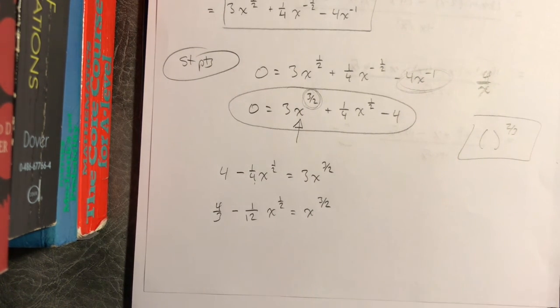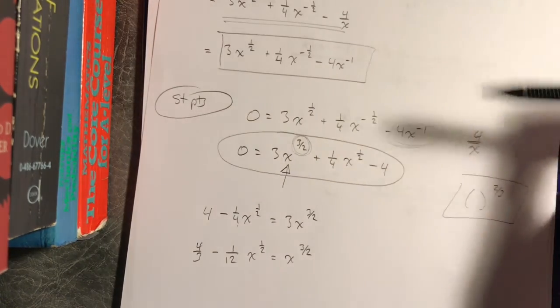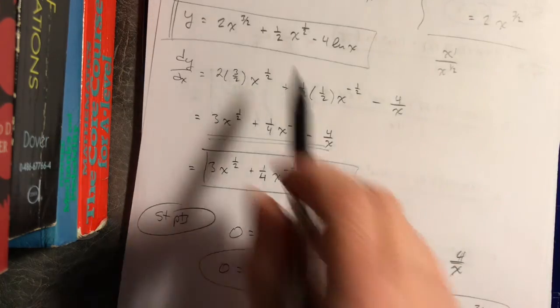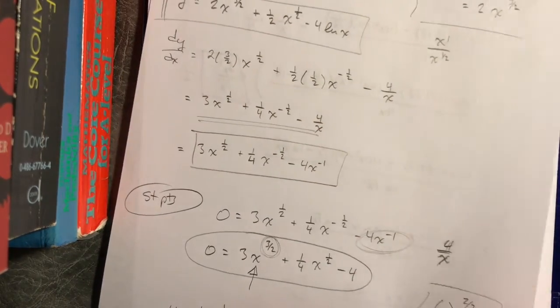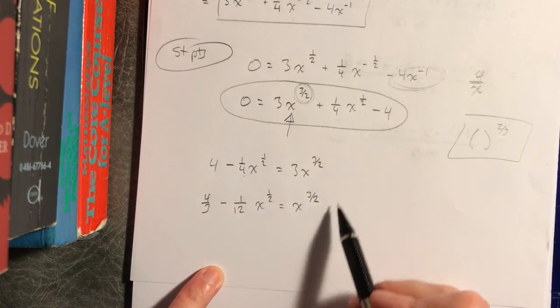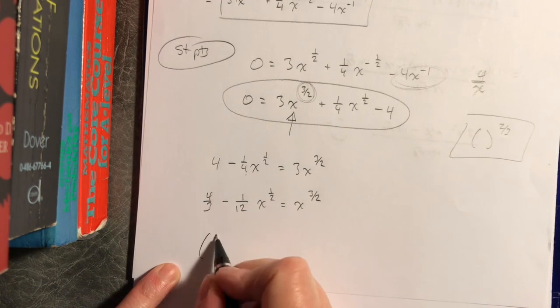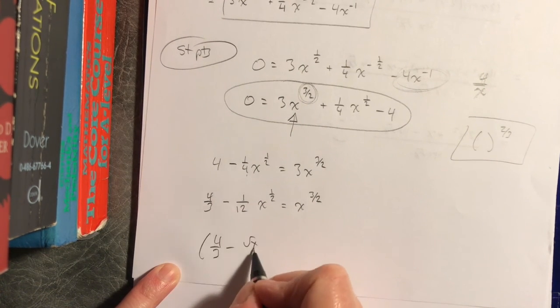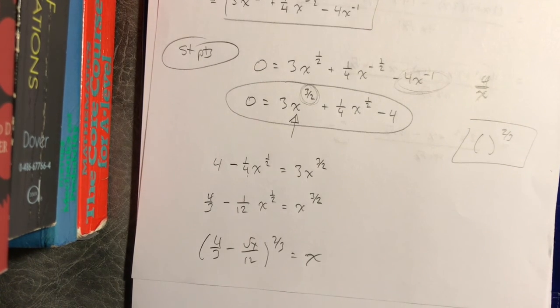So a third friend said, quotient rule, why would you use quotient rule? If you power function this sucker and take your derivatives according to power functions, it kind of falls in your lap for how you're going to get that expression that they want, that 4/3 minus root x over 12 to the 2/3 equals x.